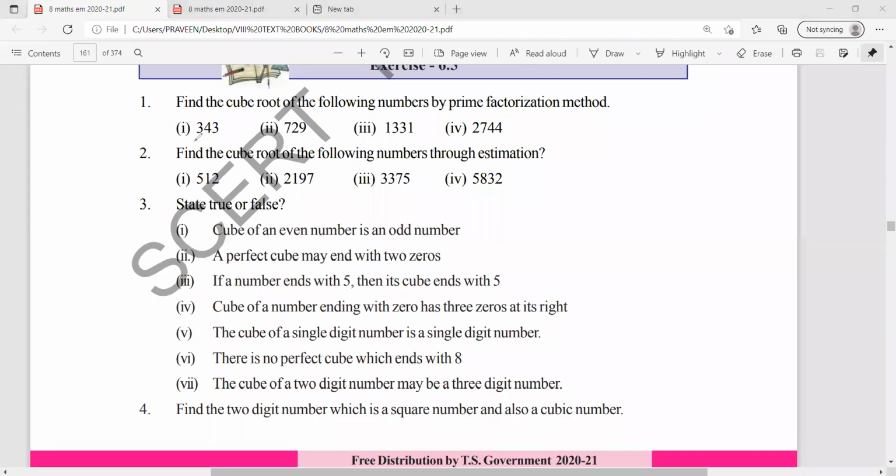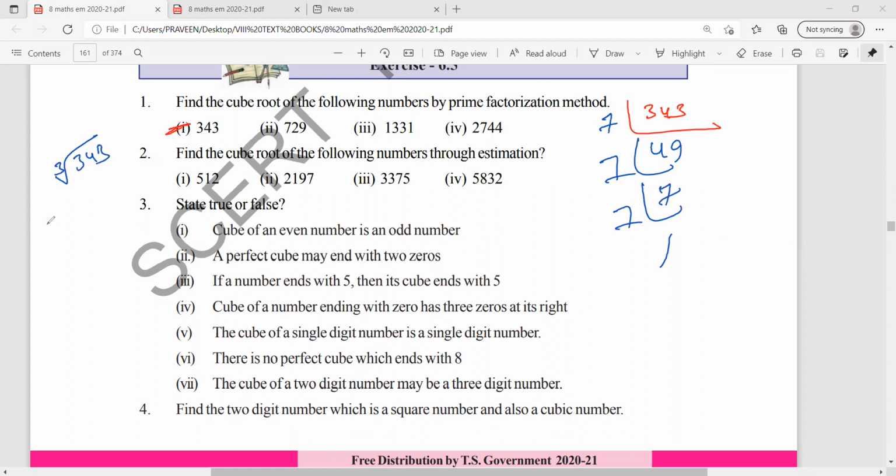Before going to the first question: 343, find the cube root by using the prime factorization method. First, take 343 and find its prime factorization. 2 table is not possible, 3 table not possible, 4 table, 5 table, 6 table, 7 table is possible. 7 sevens are 49, 7 sevens are 49, 7 ones are 7. So how can you write the cube root of 343? The cube root of 343 you can write as 7 into 7 into 7.